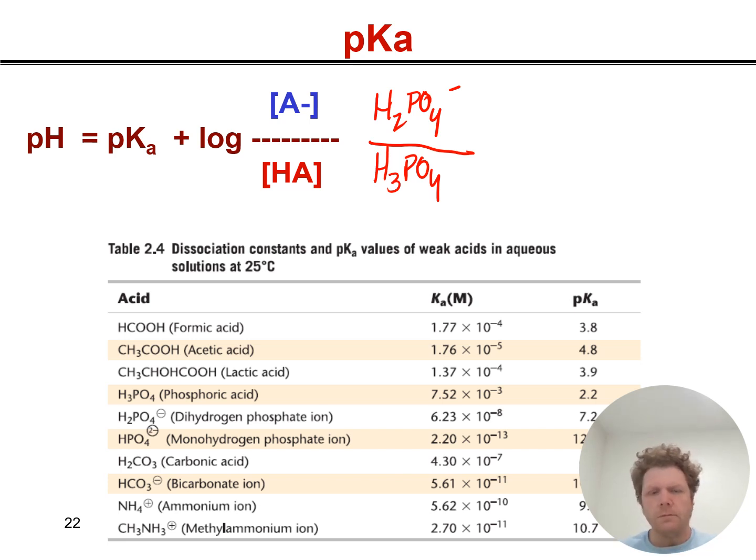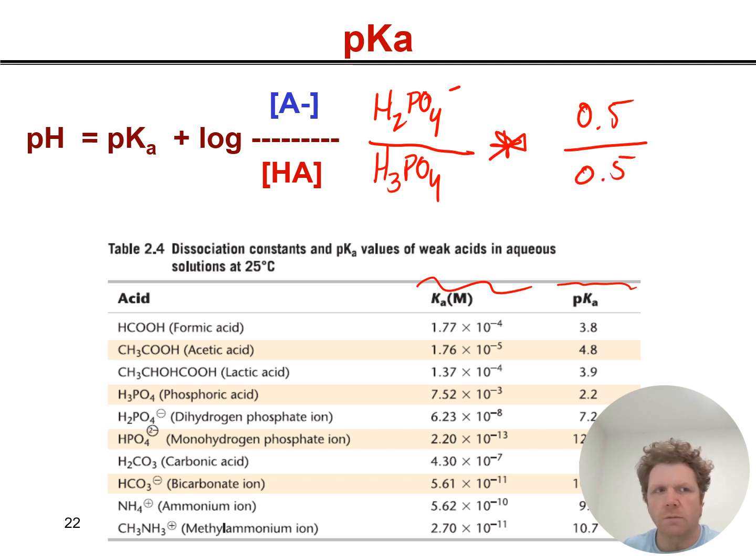the pKa. Now, I like this table that we showed below because it's got our Kas, but it also has our pKas. So I'll give you this as an example. If you had an equal concentration of H2PO4 minus and H3PO4, so let's call it 0.5 molar, 0.5 molar, what would the pH of the solution be if you had equal concentrations of those? The pH would be approximately 2.2 because that's what our pKa is.